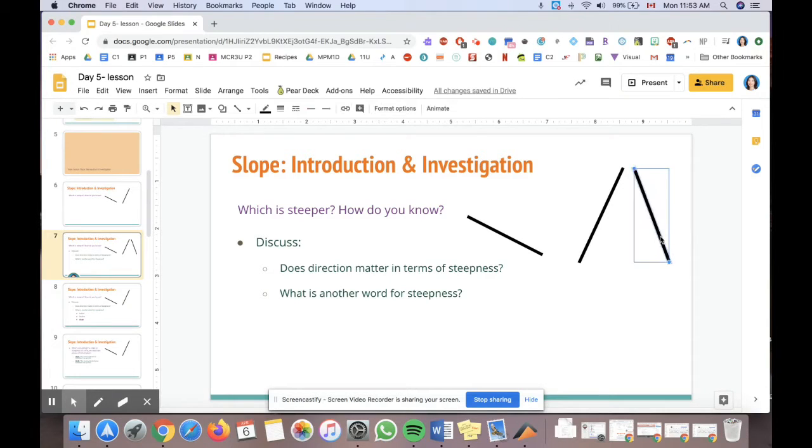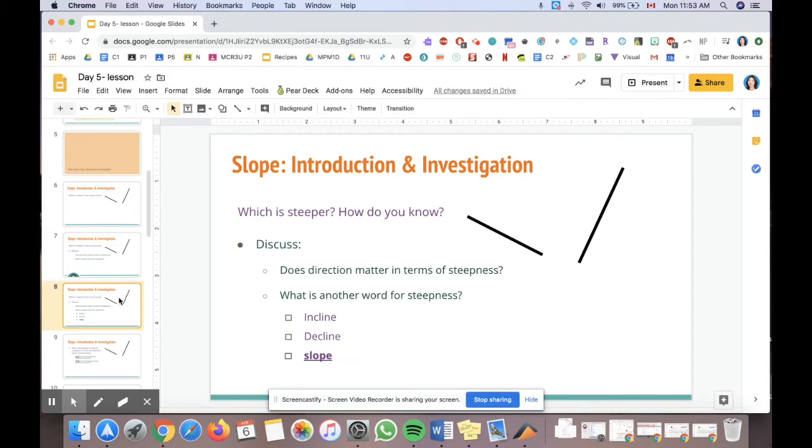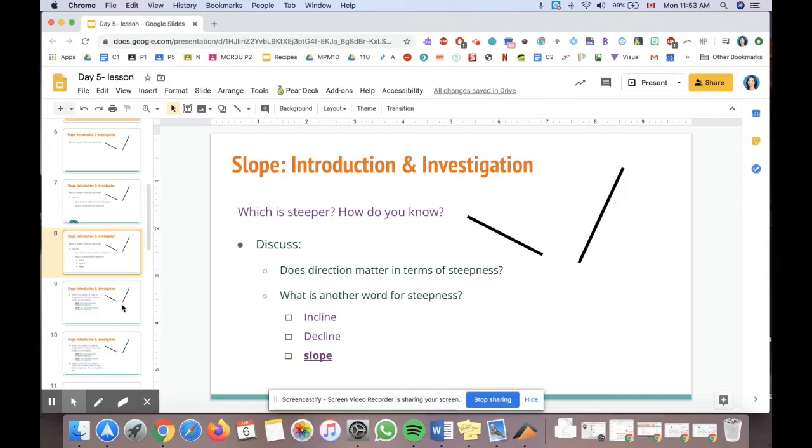What is another word for steepness? Well, think about it if you are skiing or snowboarding. These are words that you might have used before. There's an incline or a decline, or another word for it is slope, which is our Cycle 2 Day 5 lesson.